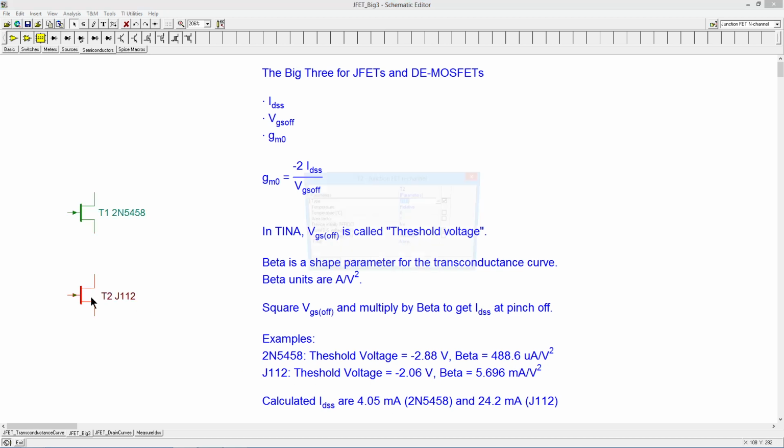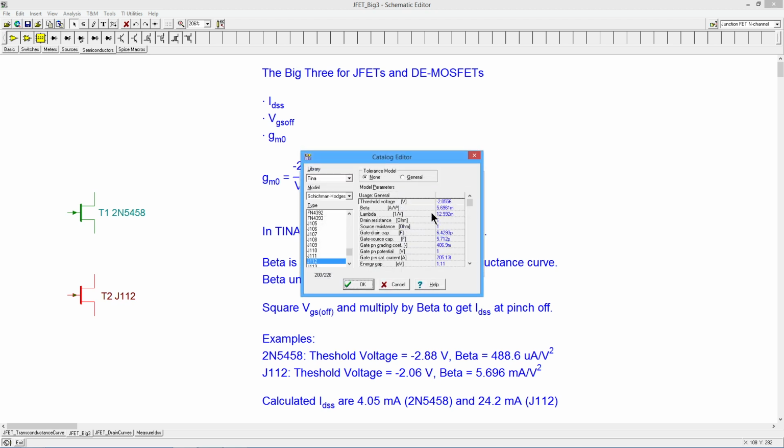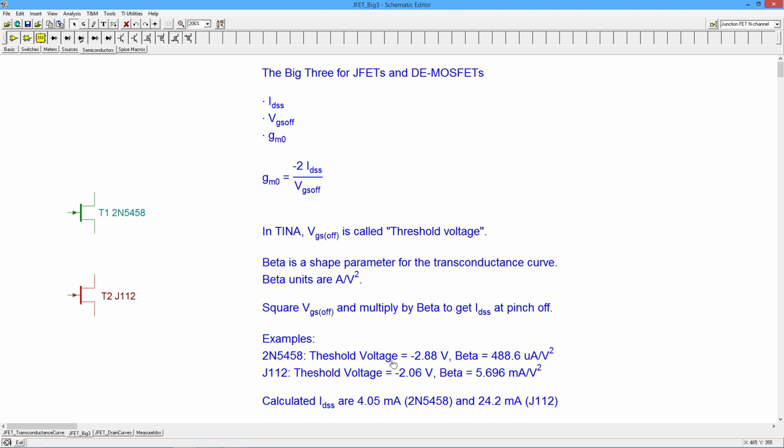Now on the J112, right, different device, so the model's going to have different values in there. The threshold voltage is a negative 2.0556, which I just rounded off to a negative 2.06. And then the beta parameter is 5.696 milliamps per volt squared. So I put that down there. And again, you grind it through, right? Square the voltage, multiply by the beta parameter, and you come up with 24.2 milliamps.